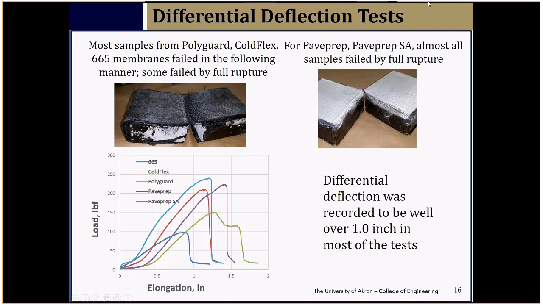And many of the membranes failed without detaching. They did not really become two pieces. Some of them did, but in most cases, we were able to elongate, or the differential deflection could be as much as 1 inch, or in some cases greater than 1 inch, before the membrane failed.